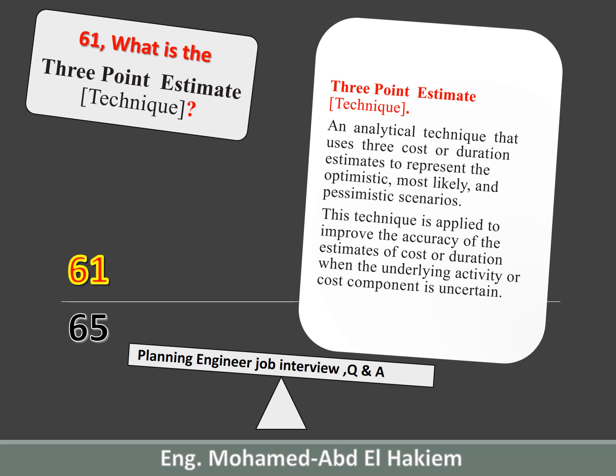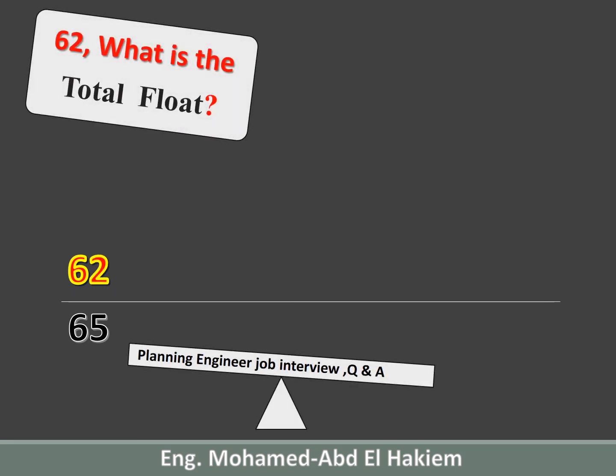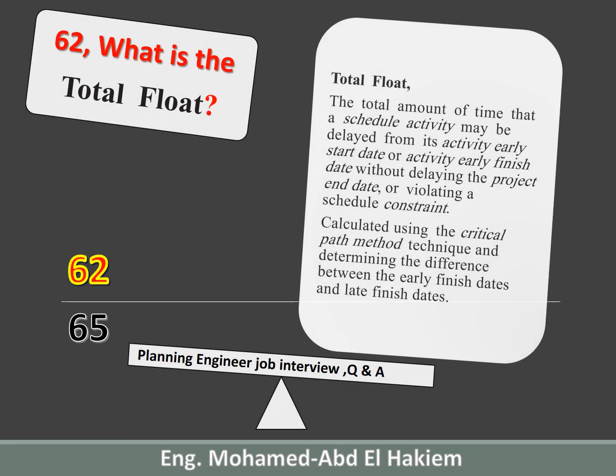62. What is the total float? Total float, the total amount of time that a schedule activity may be delayed from its activity early start date or activity early finish date without delaying the project end date, or violating a schedule constraint. Calculated using the critical path method technique and determining the difference between the early finish dates and late finish dates.